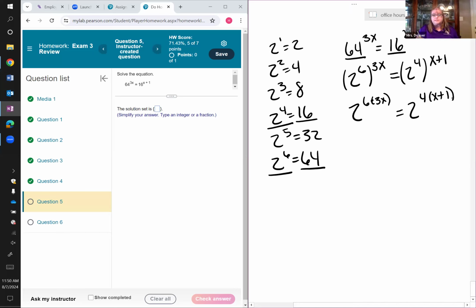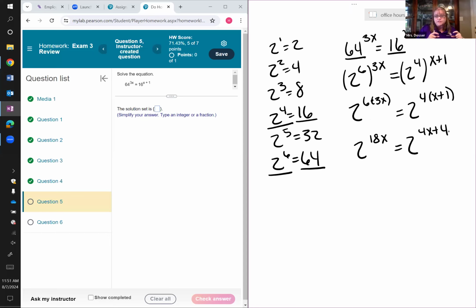We do need parentheses here because we are multiplying that 4 by the entire x plus 1, not just the first part of it. So simplifying those exponents, 6 times 3x is 18x, and 4 times x plus 1 is 4x plus 4. We do have to distribute that 4, multiply it to both parts of the x plus 1, not just the first part. Now we've got it simplified. We've got it rewritten where we've got the same base.